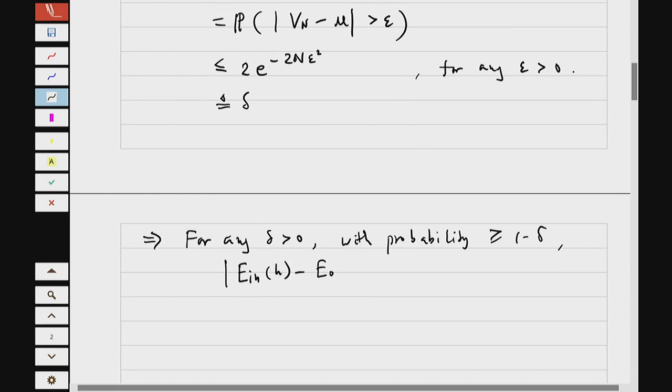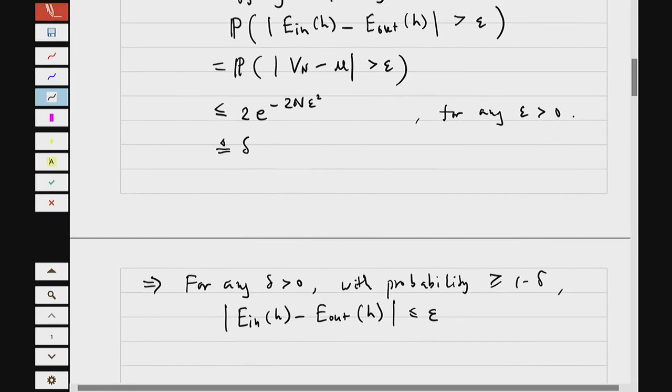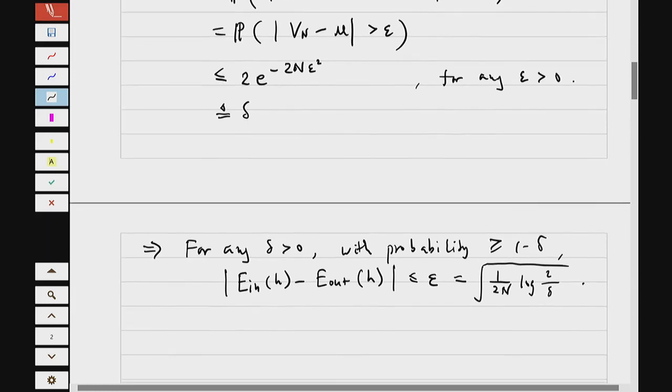minus E out. So this is a generalization error. Yeah? Is less than or equal to epsilon, of course, which is equal to the square root of 1 over 2n log of 2 over delta. Right? That's the same form that we have from last time.